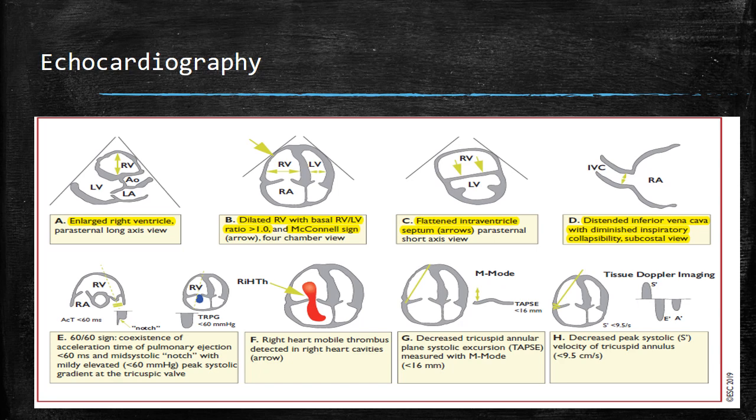We have a 60-60 sign, which is the coexistence of a shortened acceleration time of the pulmonary ejection and a mid-systolic notch, with a mildly elevated peak systolic gradient at the tricuspid valve. Well, in worse conditions, you can also see a blood clot in the right heart. So these are some echocardiographic findings.